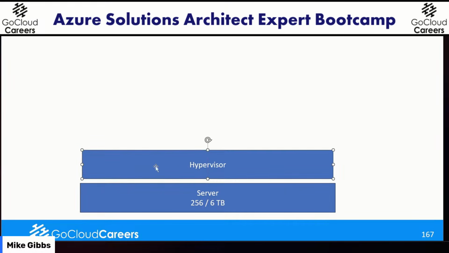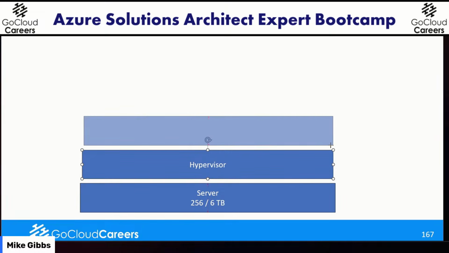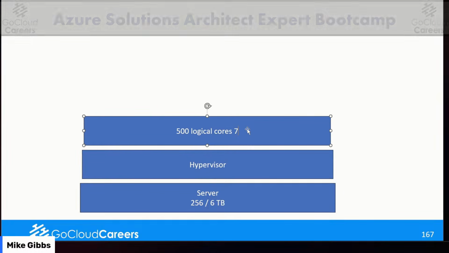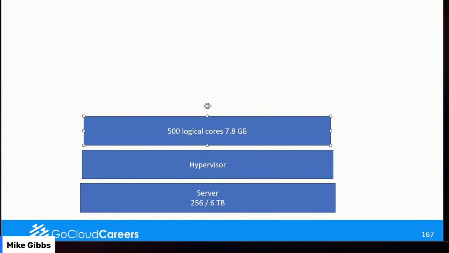So let's say that server has a hypervisor, and we create a virtual machine here. And I'm going to make this virtual machine have 500 logical cores and 7.8 gigabytes of DRAM. Now, why would I create a virtual machine that's so big? Well, in a normal server, if you want to copy this server, you've got to basically copy millions of files.